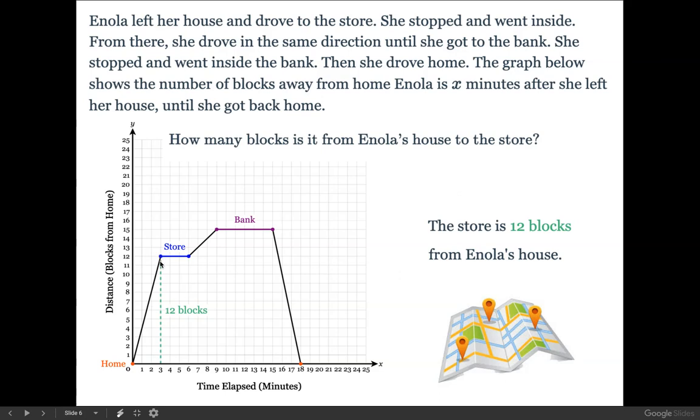So when we arrive, that tells us 3 minutes passed and she's at 12 blocks. Paying attention to the X and Y axes because it asks how many blocks. We want to use the Y axis. So the store is 12 blocks from the house.